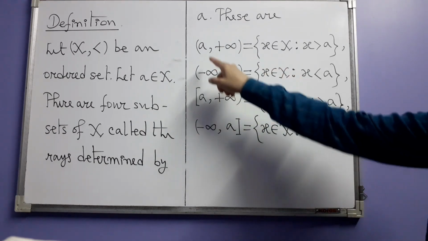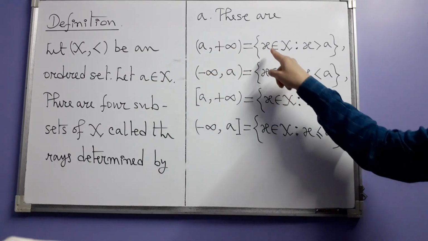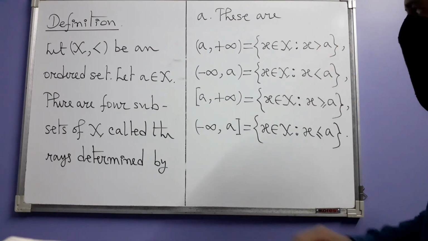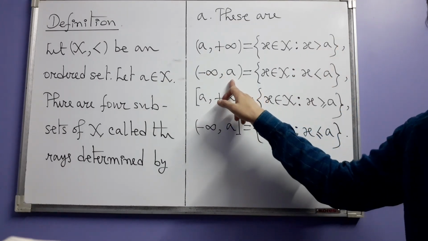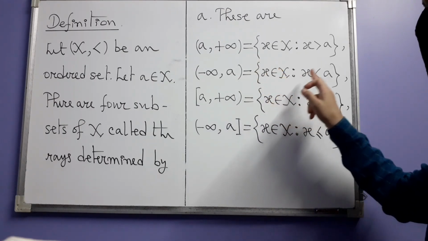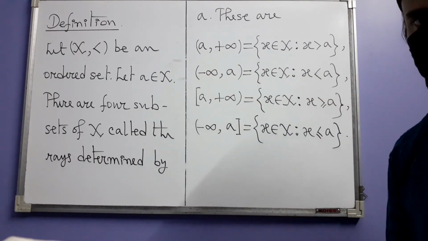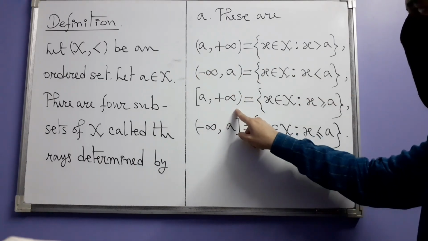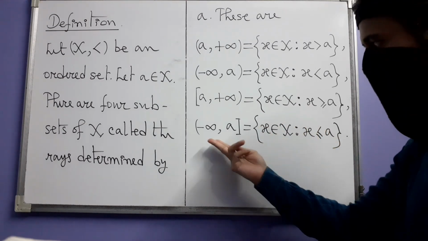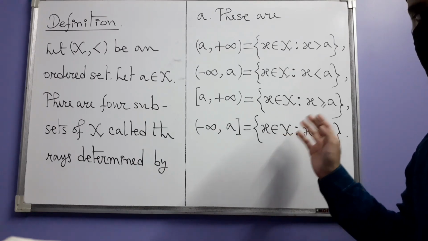these: (A, +∞) open, that is the set of all points x in X which are greater than A. (-∞, A) open, this is the set of all points x in X such that x is less than A, and the closed versions of these two rays. This one is the set of all points x such that x is greater than or equal to A, and this one is the set of all points x in X such that x is less than or equal to A.